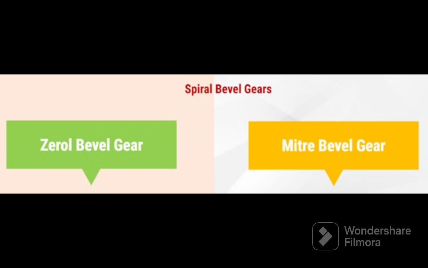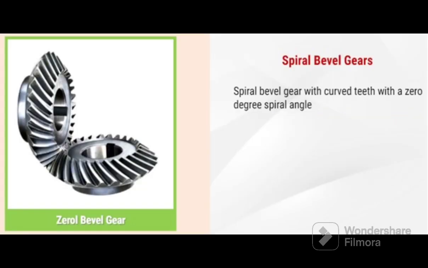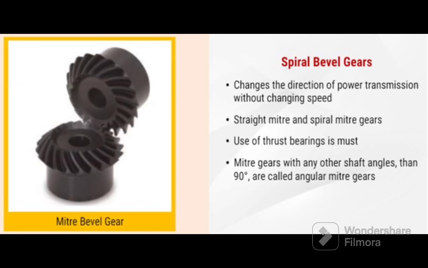Zero bevel gear. Spiral bevel gears with curved teeth with a 0-degree spiral angle are known as zero bevel gears. Miter bevel gear. Miter gears are bevel gears with a speed ratio of 1. They are used to change the direction of power transmission without changing speed. There are straight miter and spiral miter gears.